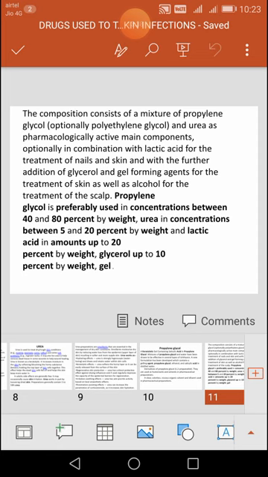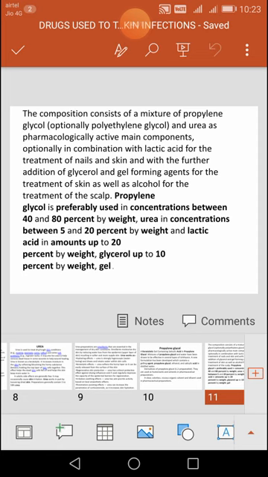They are the active and main components, optionally in combination with lactic acid for the treatment of nail and skin disorders, and also with the further addition of glycerol and gel forming agents for the treatment of skin, as well as alcohol for the treatment of the scalp.